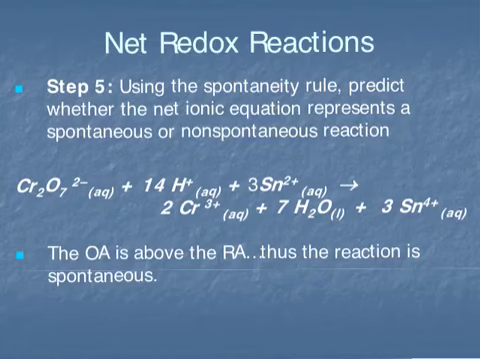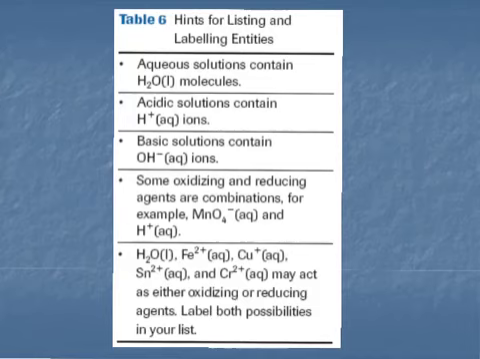Next, we need to determine if the reaction is spontaneous. We find that dichromate is very high on the strong oxidizing agent side, whereas tin 2+ is quite low, or is lower than dichromate, and since our oxidizing agent is above our reduction agent, this is a spontaneous reaction. So just a few general hints. Remember, when we deal with any aqueous solutions, we have to remember water. It can act as both a reduction agent or an oxidizing agent. If we're told the solution is acidic, we have H+ involved. If we're told the solution is basic, we have OH minus involved.